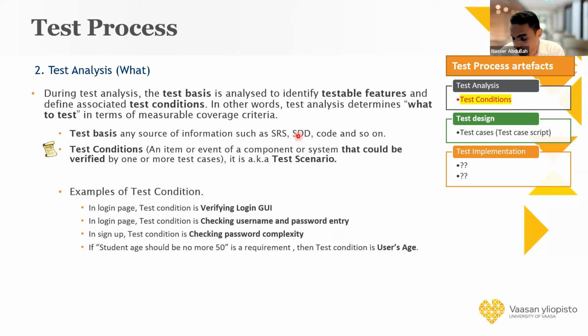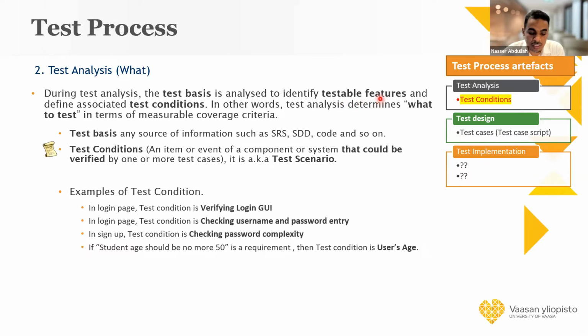So let's now move to the next step, or next activity, of the test process, which is test analysis. Before we start, what test analysis actually is: we define the test conditions. In test analysis, we identify the testable features. So what do we mean by testable features?